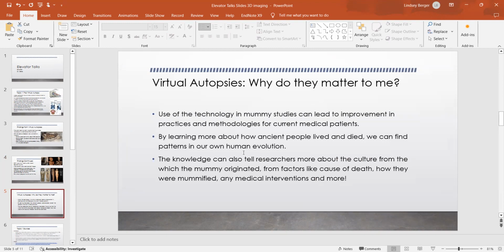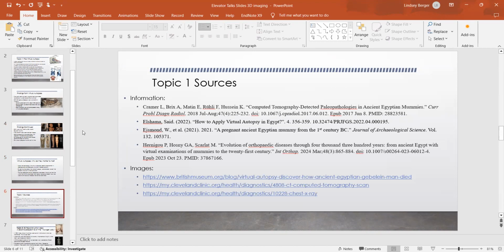Also, just by practicing with these techniques, we can have better care for modern clinical patients. And it's just a great way to understand history. So the virtual autopsy is a fantastic way to learn more about history, and it's a really cool way to peek inside of mummies.